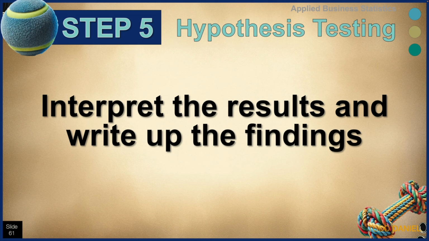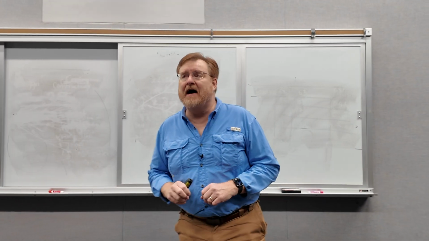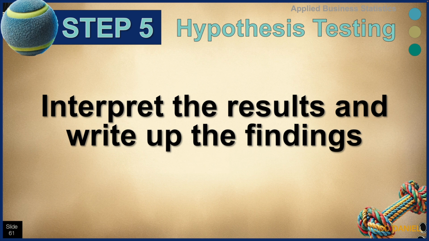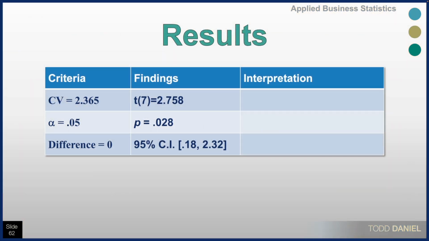Now we have to interpret these findings. I'm going to be relying on the JASP findings. For step 5, interpret the results and write up the findings. There are 3 ways to determine statistical significance. The first, does our test statistic exceed our critical value? And in this case, yes, it does. That t-value is over the fence of our critical value.